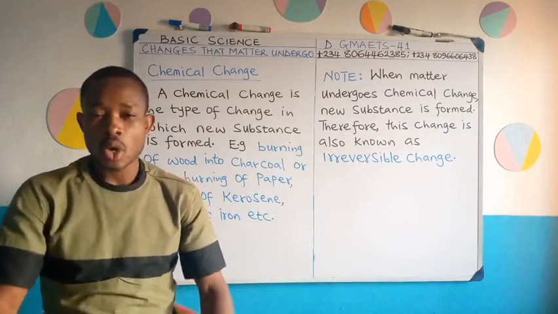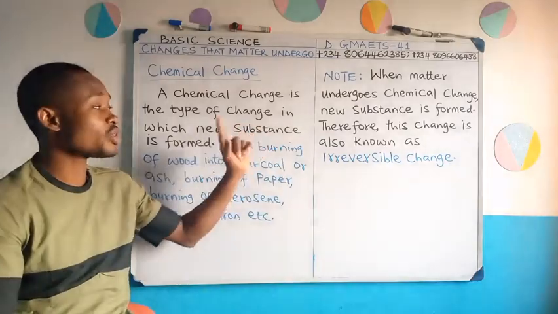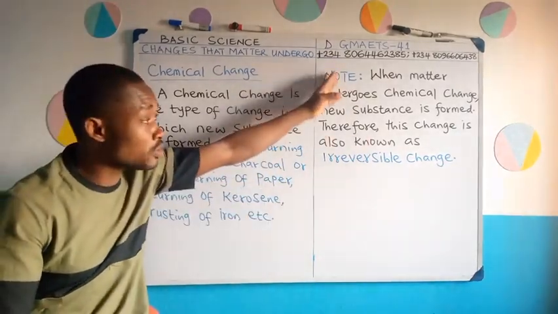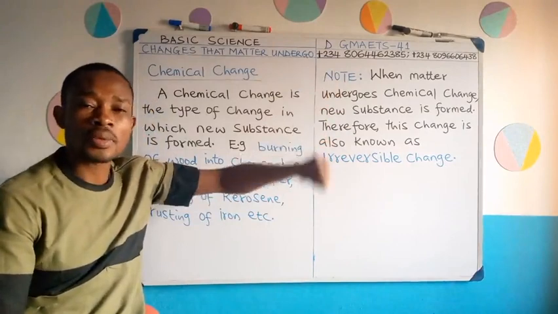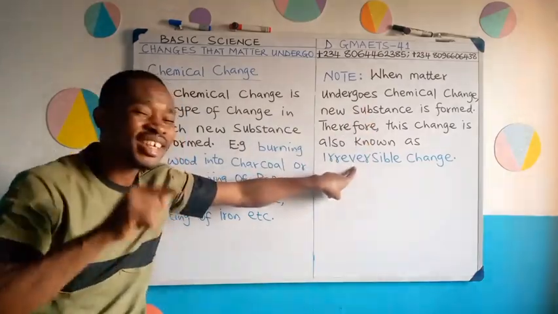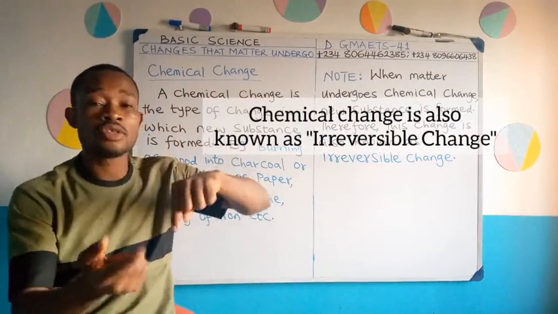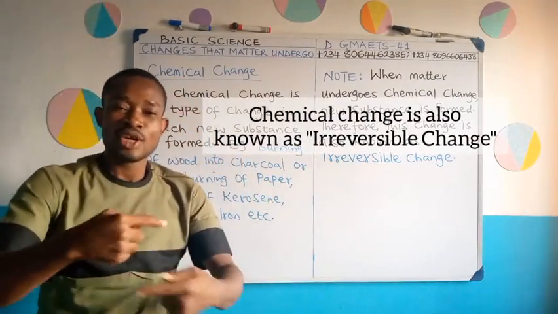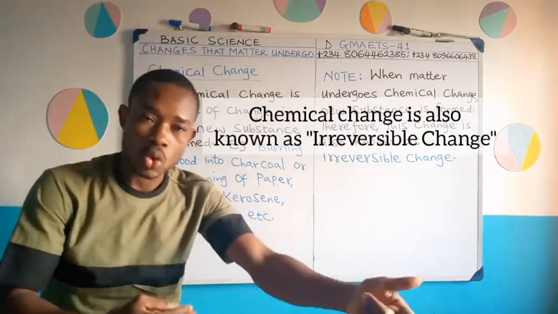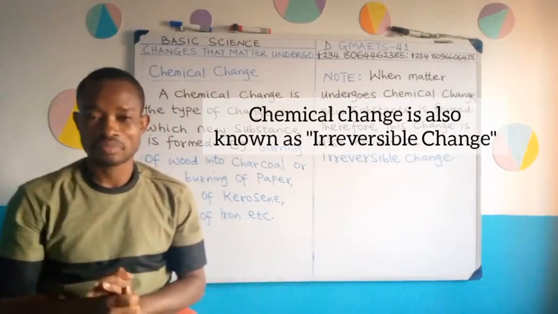Alright, now that we know what chemical change is, that it is a type of change in which a new substance is formed, I want you to take note of this. Because a new substance is formed during chemical change, chemical change is also known as irreversible change. Irreversible means you cannot reverse the process. What it's changed to, you cannot change it back to what it was before.